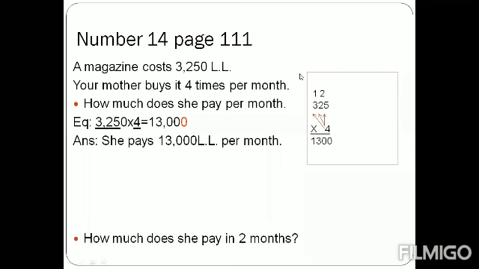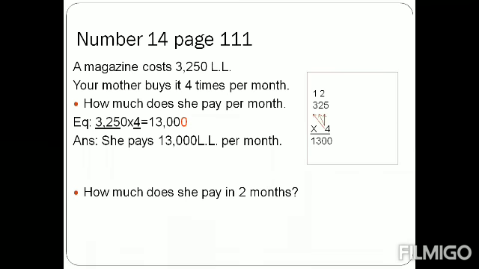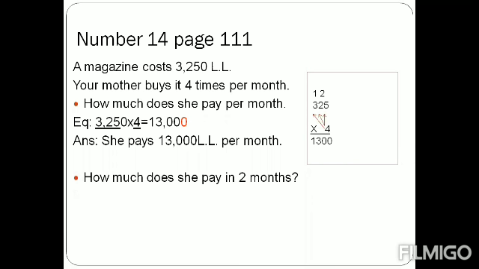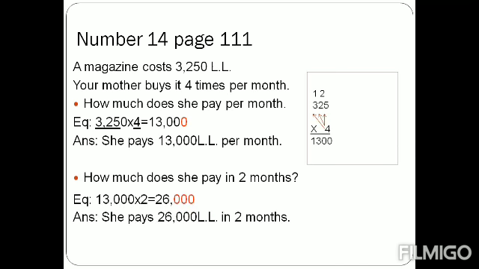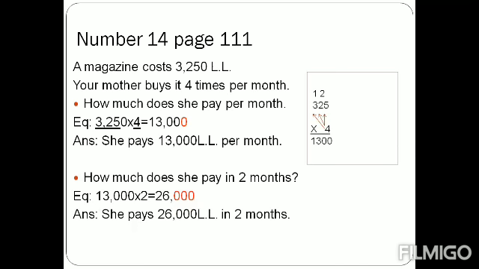In the second part, how much does she pay in 2 months? In 1 month, she pays 13,000. So in 2 months, how much? So we are repeating this process 2 times. So we have to multiply 13,000 by 2. The equation will be 13,000 times 2. It's equal to 26,000. She pays 26,000 Lebanese livres in 2 months. We multiply 13 by 2 and we get 26, as you can see here in the setup. And then we add the 3 zeros at the end, so we get 26,000.